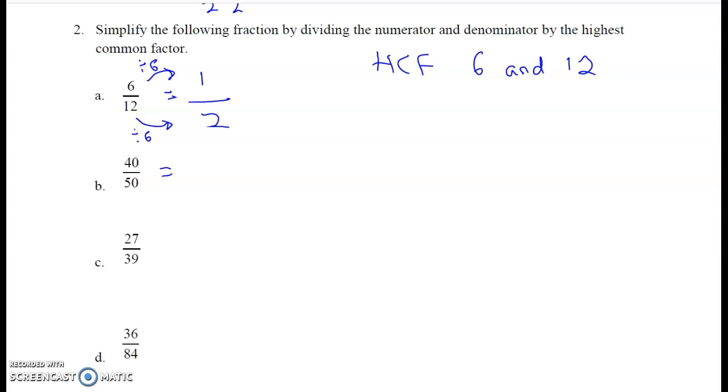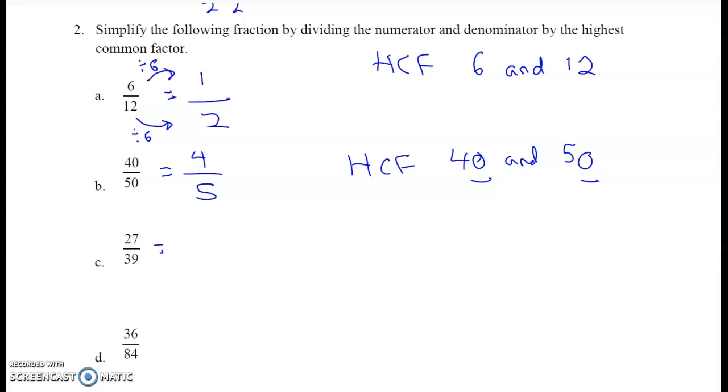Okay, 40 and 50, so the highest common factor of those two, 40 and 50, with both ending in 0, knowing our divisibility test, they're both divisible by 10. And so if we divide by 10, then that's going to give us 4 on the top, and 50 divided by 10 is 5, so 4/5.